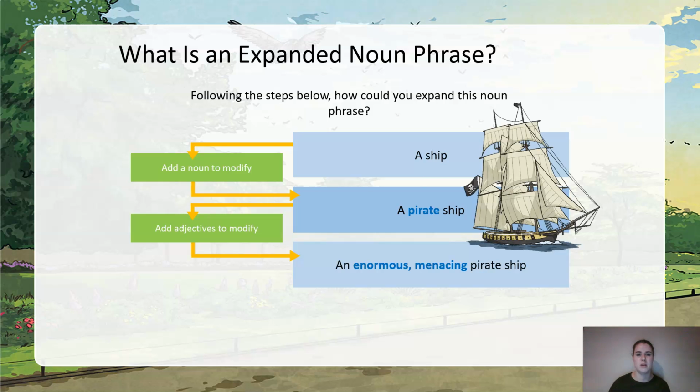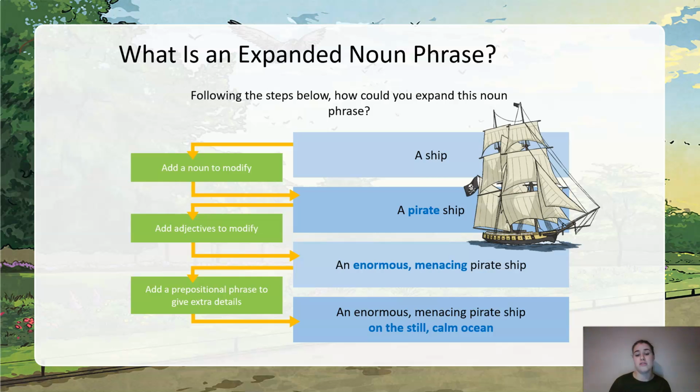Now I'm using my emotive language. I'm suggesting here that it's a menacing kind of boat. But here I've gone for an enormous menacing pirate ship on the still, calm ocean. You wouldn't find them in rivers. You wouldn't find them in the swimming pool. You wouldn't find them on the local lake. Again, they're going to be on a big portion of water, so I've gone for the ocean. So we've gone from a ship to an enormous menacing pirate ship on the still, calm sea.